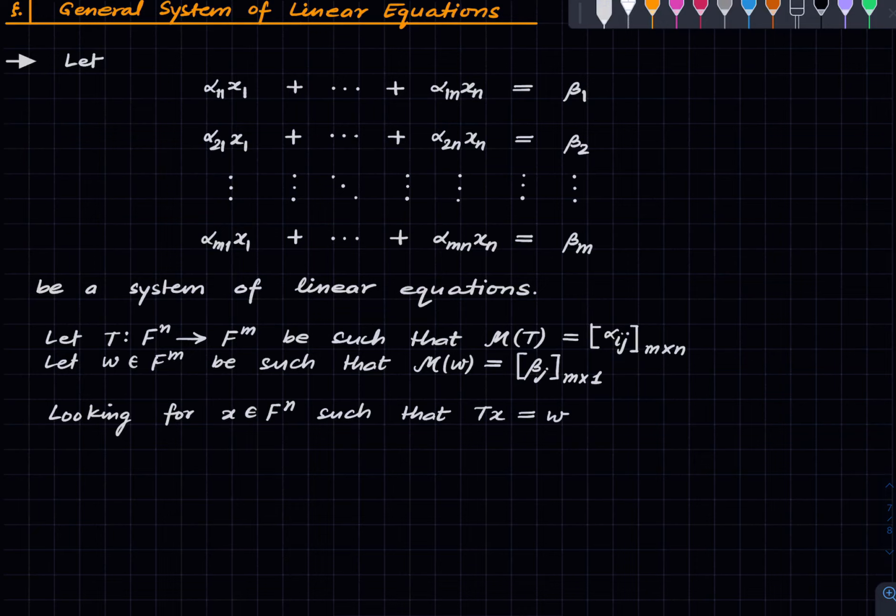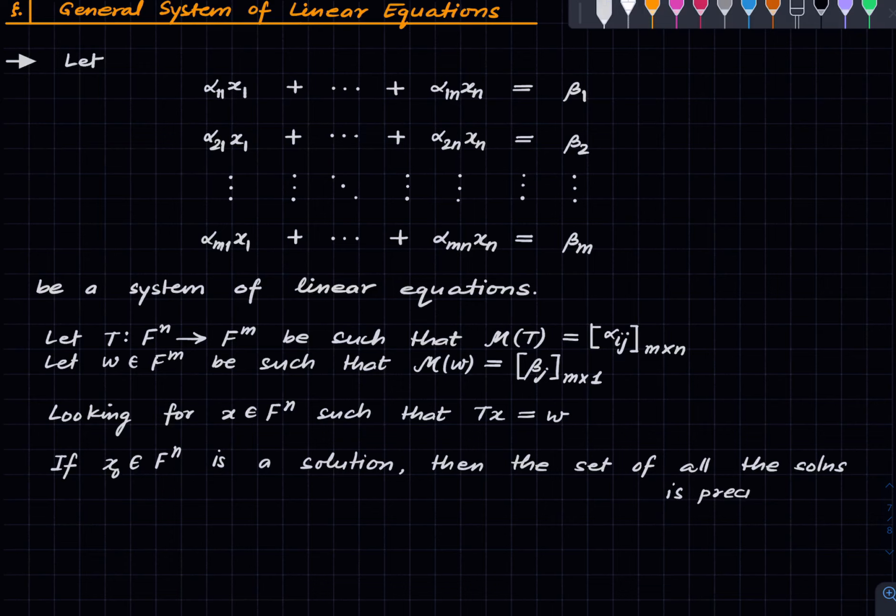right? And now suppose you are able to find one solution. Maybe there is no solution. If there is a solution, if let's say x naught is a solution, then the set of all solutions is precisely x naught plus kernel of T. Right? And this is from linear algebra.